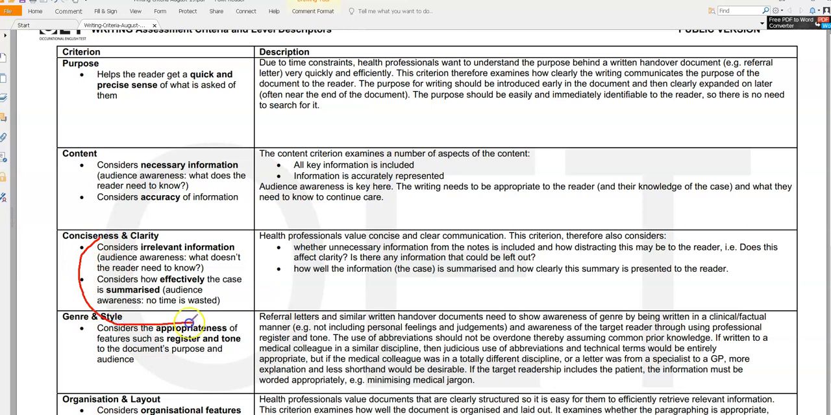So, irrelevant information, and it's a writing style. If you've used 4 or 5 words when one would do, is there anything that we could leave out? That's something that you have to think about. How distracting is it, does it affect the clarity? Is there anything that we could leave out?